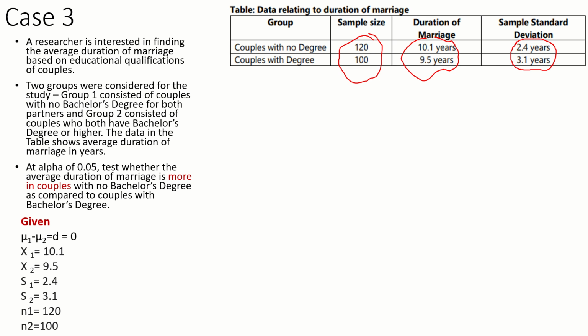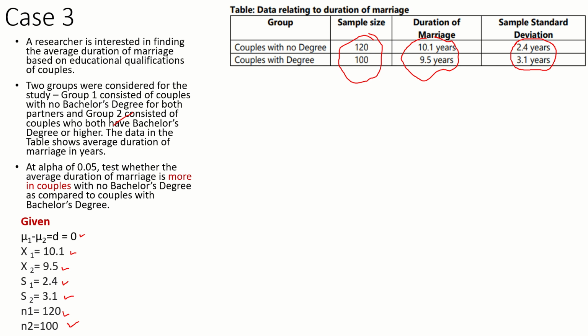In this case, when mu1 and mu2 are not given, we have to assume that the difference is 0. There is no difference. So here x1 we have taken, and this is 10.1. We have derived this from the table. x1 is 10.1, then x2 is 9.5, then these are the standard deviations for sample S1. In case of population it is sigma 1. Here it is S1, S2. Then this is sample 1, this is sample 2.